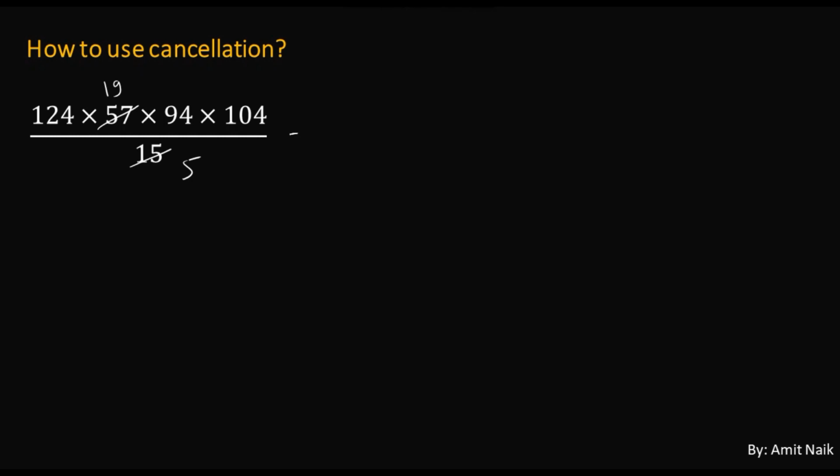124 divided by 5, the remainder is going to be 4, right? Then 19 divided by 5, the remainder is going to be again 4. Then 94 divided by 5, the remainder is 4 there as well. 104 divided by 5, the remainder is 4 there as well. So whole divided by 5. So 4 into 4 into 4 into 4.